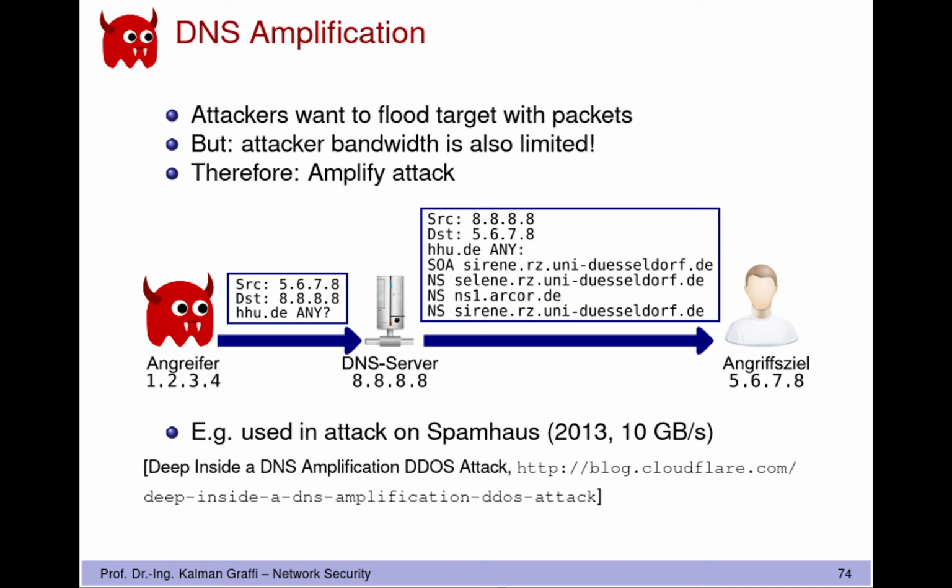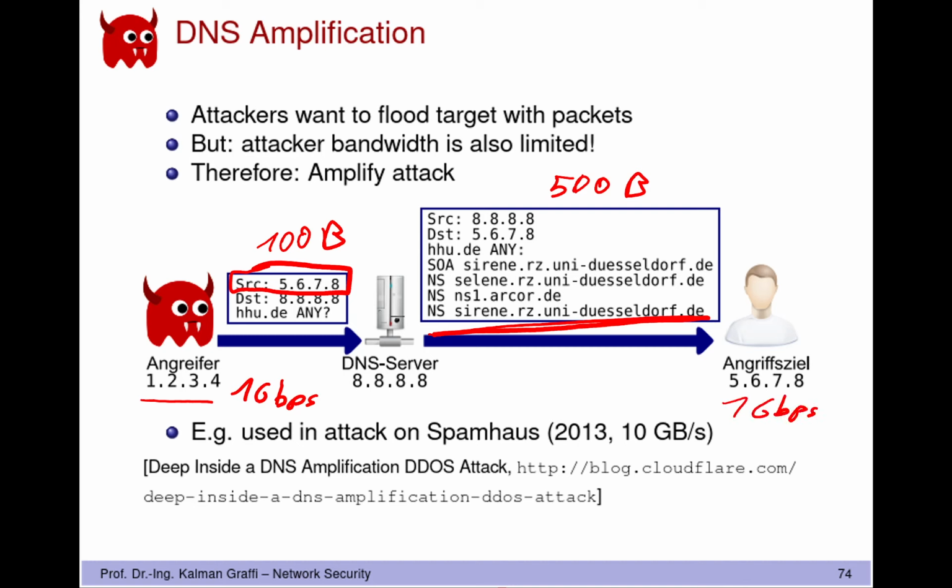And what can be done is to spoof an IP address. So this is the attacker, and it just claims that it is the victim and sends out to a DNS server a request, and the answer is then quite large. So what is the benefit? The amplification. Here you send out, I don't know, 100 bytes, and you might get 500 bytes or so. So by this, if both have 1 gigabit per second as bandwidth, it is sufficient to use 20% of the attacker's bandwidth to bring down the server.